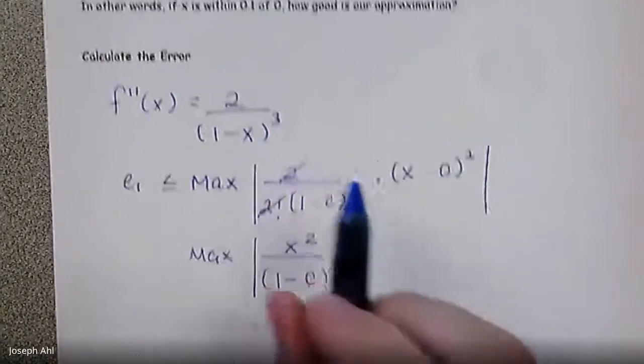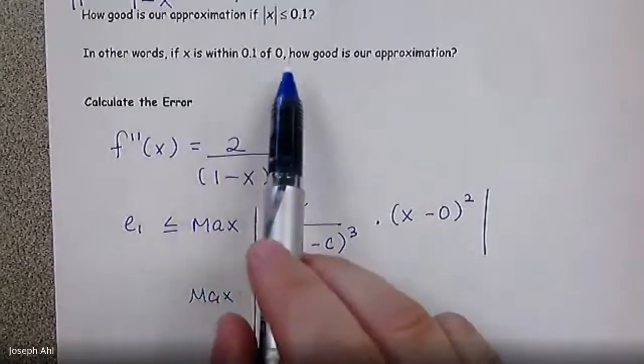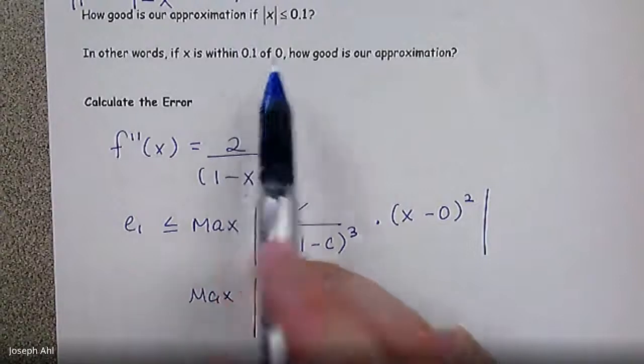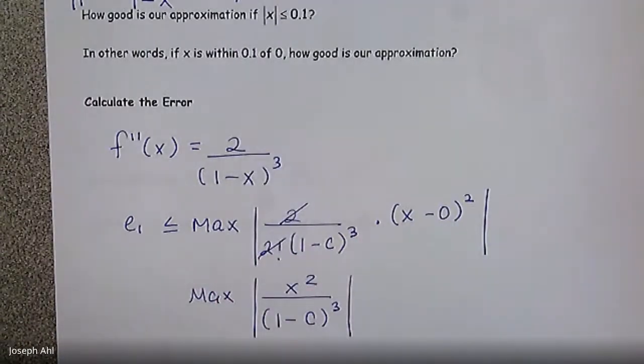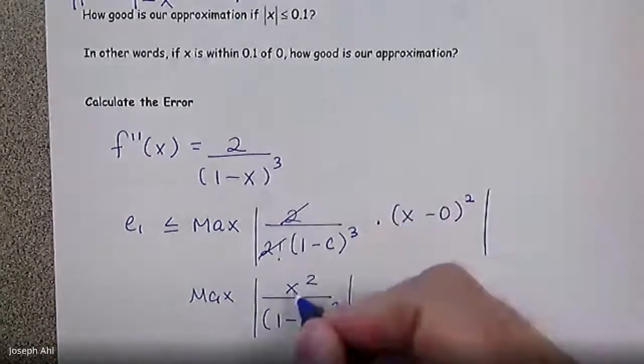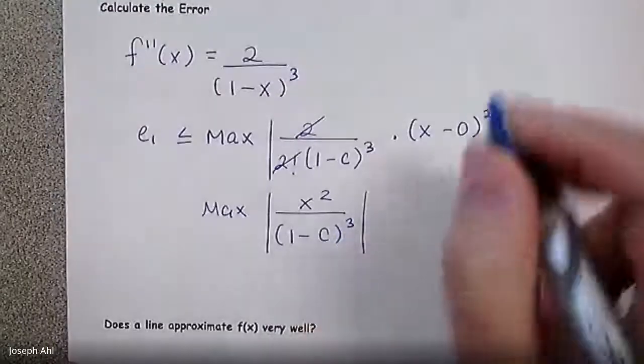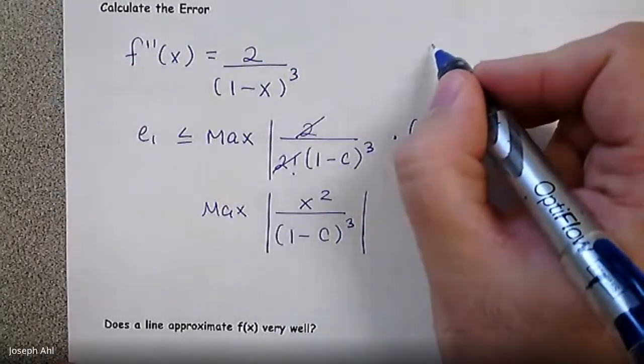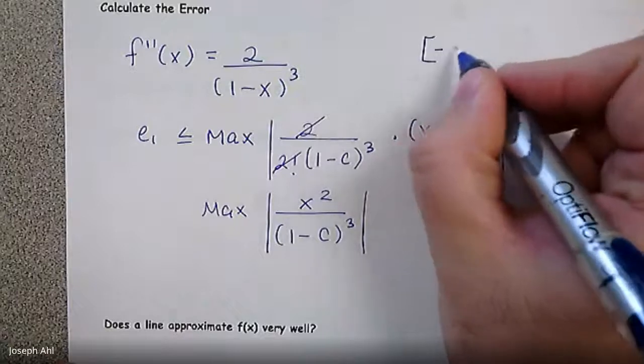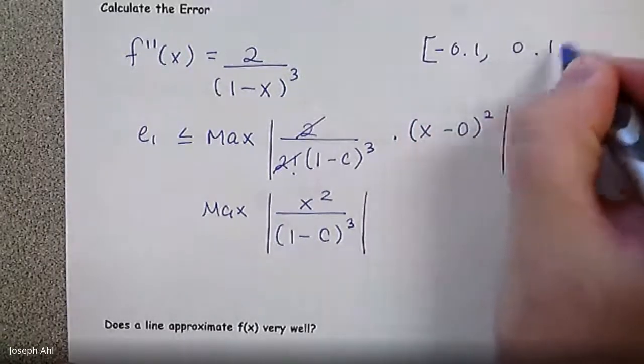Now remember, the error that we're looking at is we're looking to be within 0.1 of 0. That's the error bounds that we're trying to consider here. So the possible values for x and c that we can substitute in here can be somewhere on the interval from negative 0.1 to positive 0.1.